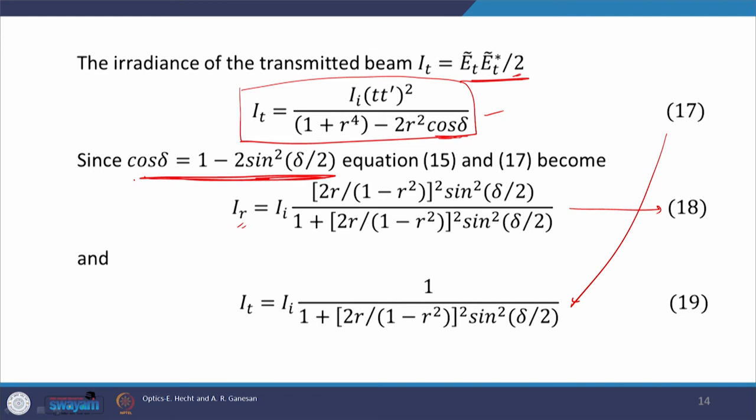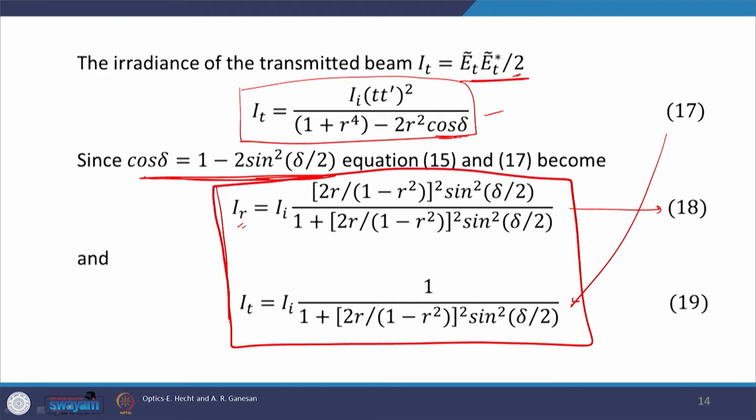Now, in equations 18 and 19, there are important relations. These expressions are very bulky, but there are certain things which are common in 18 and 19. What are the common things? In this bracket, which is 2r upon 1 minus r square, this bracket is common to both equation number 18 and equation number 19. These terms are getting repeated. This bracket is there in the numerator of 18 as well as in the denominator of 18. Similarly, the bracket is also there in the denominator of 19. It means we can replace this bracket with some other parameter, and then probably this relation will be simplified. We will do it later.